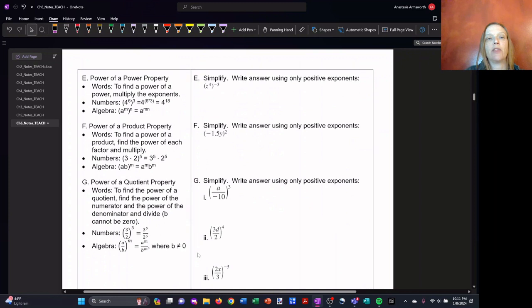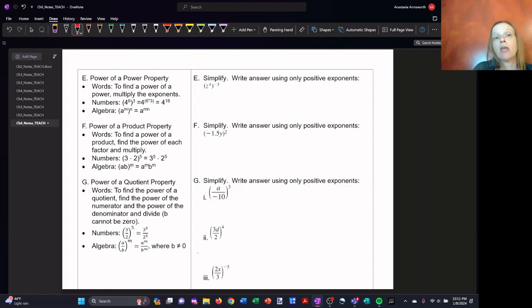Let's look at doing the power of a power. We're supposed to simplify this expression, where we've got z to the 4th power, and then that quantity is raised to the negative 3rd power. When we have the power of a power, we multiply the exponents together. So here I've got 4 and negative 3, so I'm going to rewrite this as z to the 4 times negative 3. And 4 times negative 3 is negative 12, so that's going to be z to the negative 12 power.